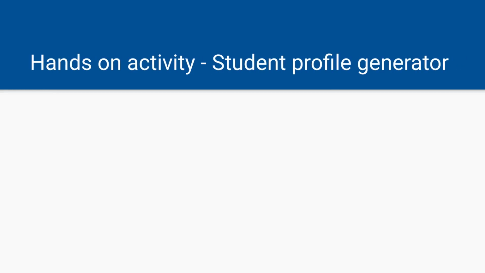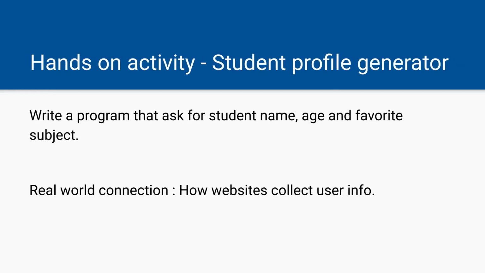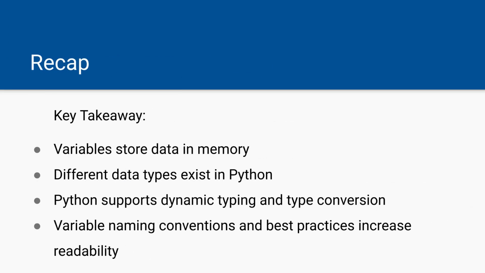Here is a hands-on activity. Write a program that asks the user for a student's name, age, and favorite subject. This connects to how websites collect user information in the real world. To recap, variables store data. Python supports different data types and uses dynamic typing and type conversion. Adhering to naming conventions and best practices is essential for readable code.